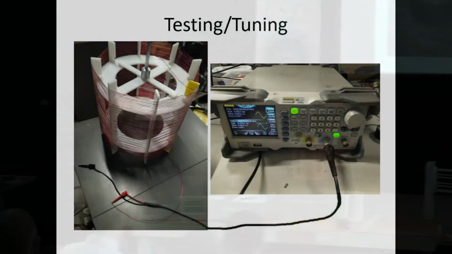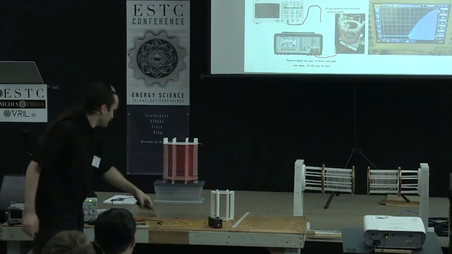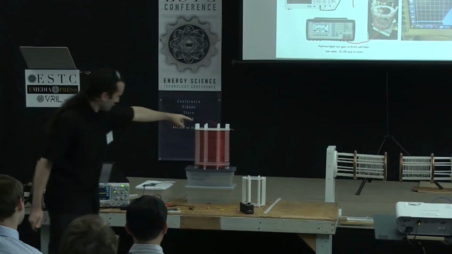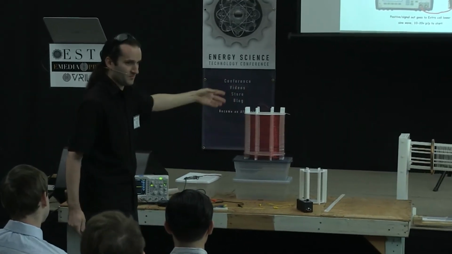So what I have here is, as seen on there, a single Tesla coil. It has 1 wire on the top, 1 wire on the bottom. There's no top load. It's very, very simple.